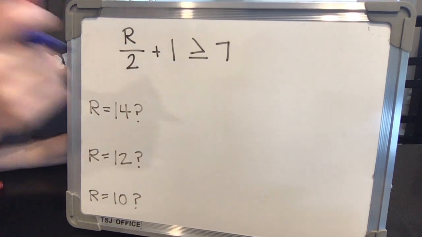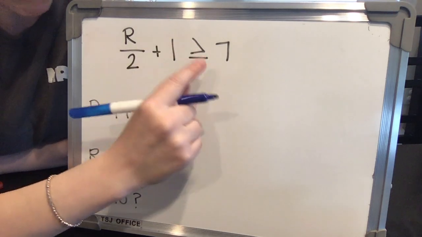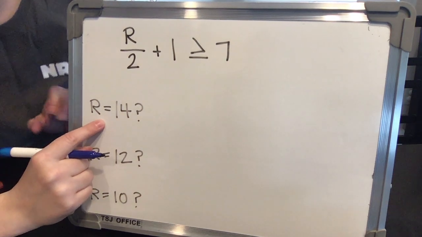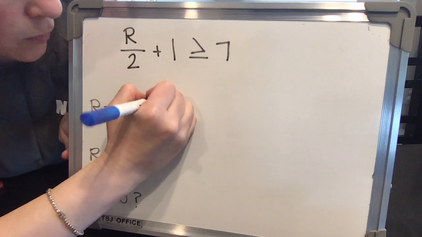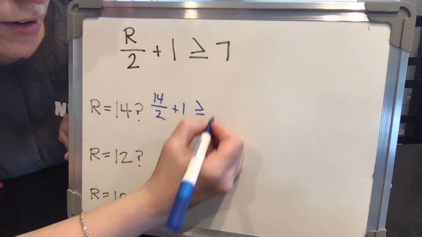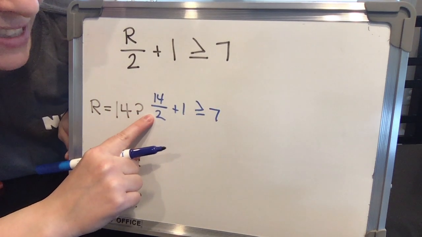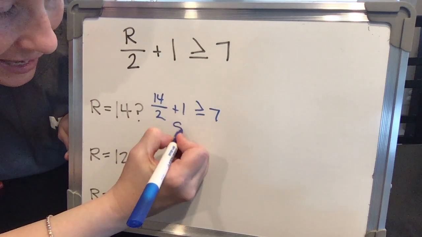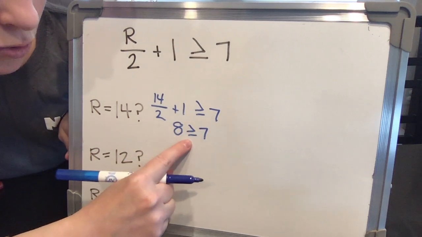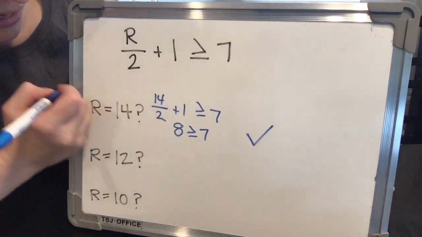For this inequality, we have r divided by 2 plus 1 needs to be greater than or equal to 7. So we're going to try r equals 14 first. We're going to substitute this in and solve. So if r is 14, 14 divided by 2 plus 1, and we want it to be greater than or equal to 7. So let's see what happens. 14 divided by 2 is 7. 7 plus 1 is 8. And I'm going to copy down my symbol greater than or equal to 7. Is 8 greater than or equal to 7? 8 is greater than, so that would work. My answer would be yes.